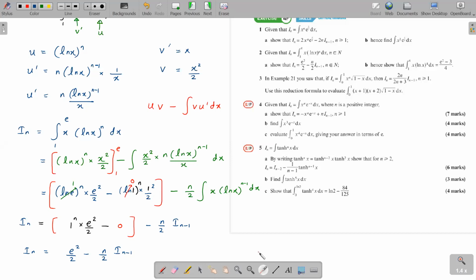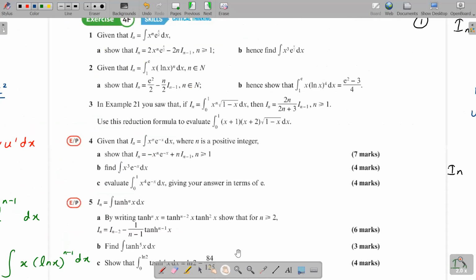Okay, so then part B, hence show that the integration of x ln x to the power 4 from 1 to e is (e square minus 3) over 4. So we need to get this, show that. Okay, so then shall we get started?